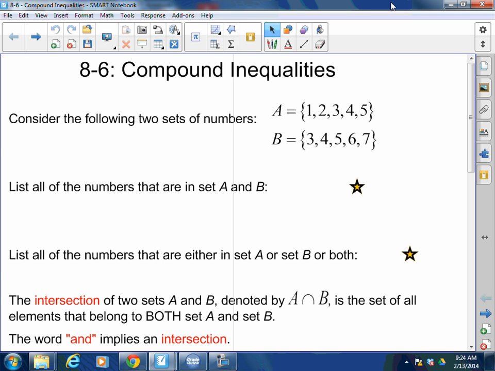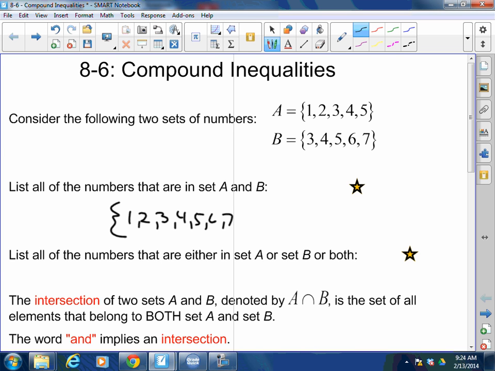If I tell you to list all the numbers that are in sets A and B, what would that set look like? 1, 2, 3, 4, 5, 6, 7, correct? That's all the elements of set A. Each value in a set is called an element. I should have said that before, sorry. Each value inside of a set is called an element. And a set is just a certain number of values, okay? So if I list all the numbers that are in the set A and B, this is what I get.